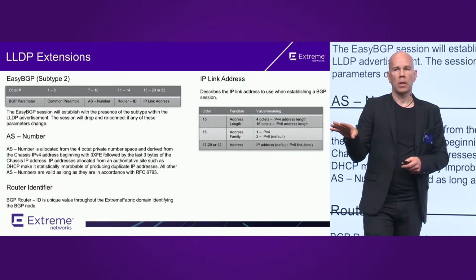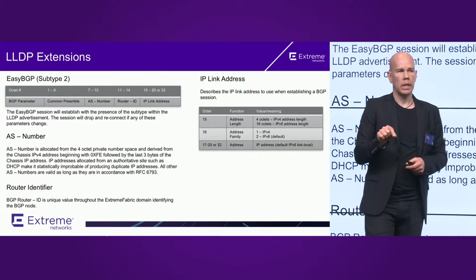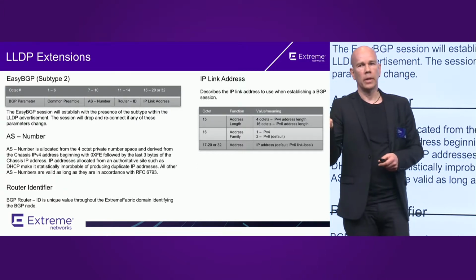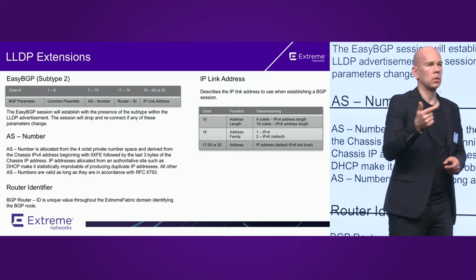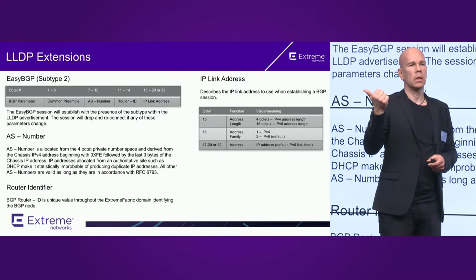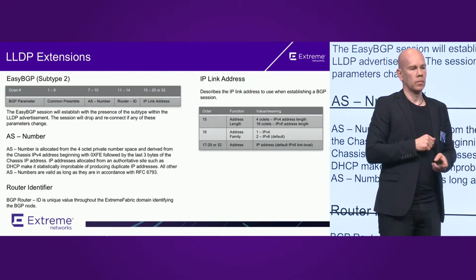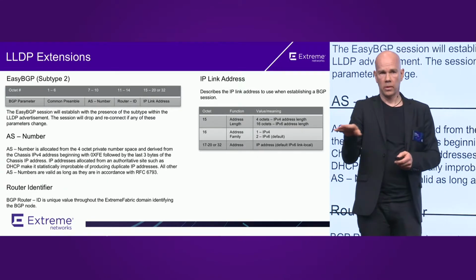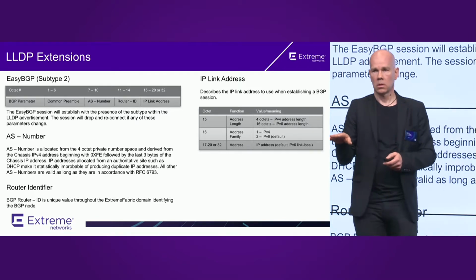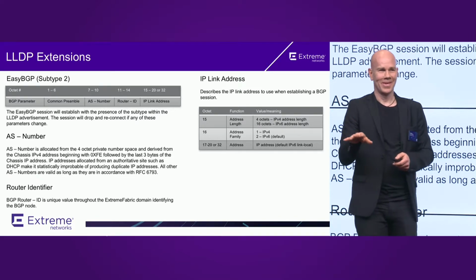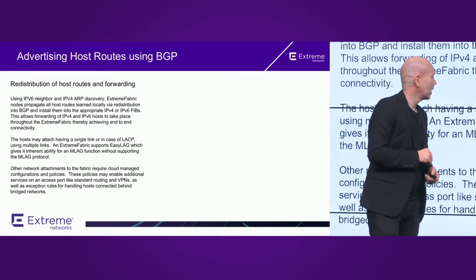So this is a high-level view of how the fabric is formed. The key takeaway is that we use well-known standardized protocols, starting with LLDP for signaling either EasyBGP or EasyMLAG. We use IPv6 with IPv6 neighbor discovery to form the IP core. And that's the foundation for forming the fabric. We're okay with this? Follow me on this? Does it make sense? No? Yes? Okay.